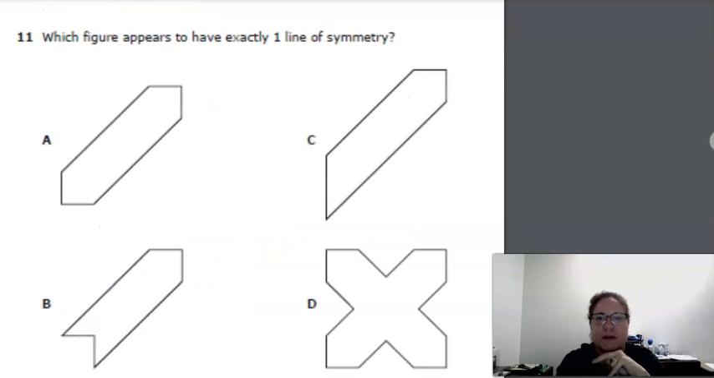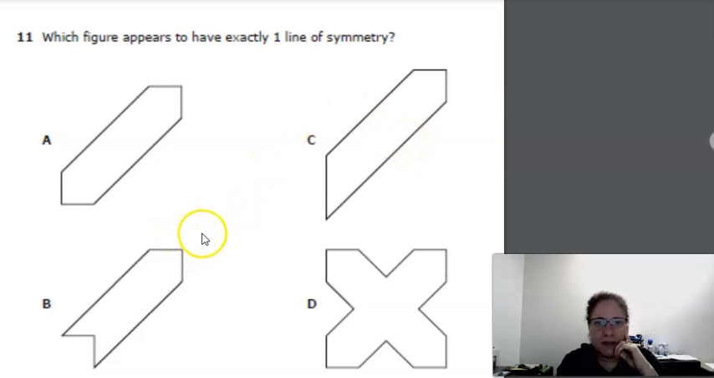In this example, they're asking us about lines of symmetry. Which figure appears to have exactly one line of symmetry? So if I fold this figure in half, that will match up, but if I fold it in half this way, it's also going to match up, so that's two lines of symmetry there. All right, what about C? I don't see any symmetry here, actually. No, that has 0 lines of symmetry.